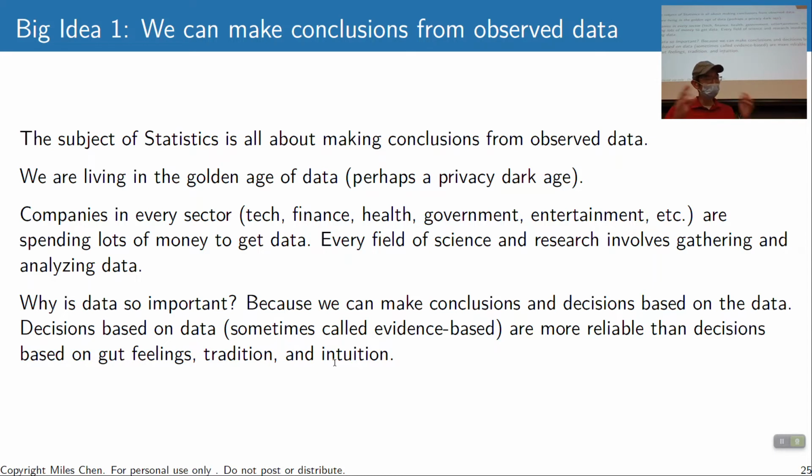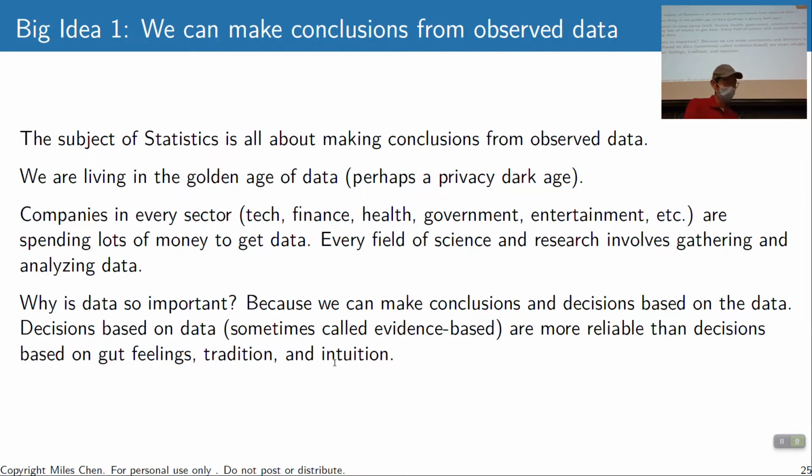All right. So I introduced some of the big ideas in statistics, what this class is all about. And the first bullet point I said is that we can make conclusions from observed data. And that's what the entire subject of statistics is about. And statistics is starting to overlap more and more with computer science just because of the amount of data that is available to us. And the only way to reasonably process this data is by using computers and harnessing computer power.